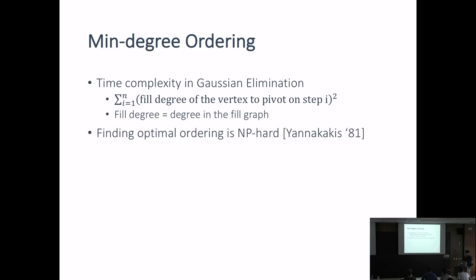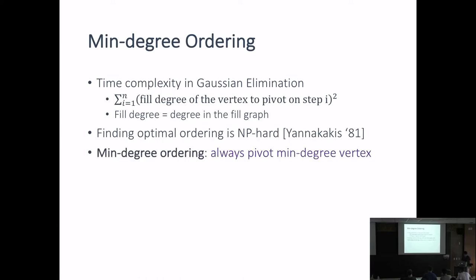In order to find the optimal ordering, people made lots of attempts. However, we have a negative result. Finding the optimal ordering is NP-hard. But we have good news. A very simple, straightforward heuristic called min-degree ordering can actually give us very good performance. And the min-degree ordering is just the ordering obtained by pivoting the min-degree vertex at every single step.